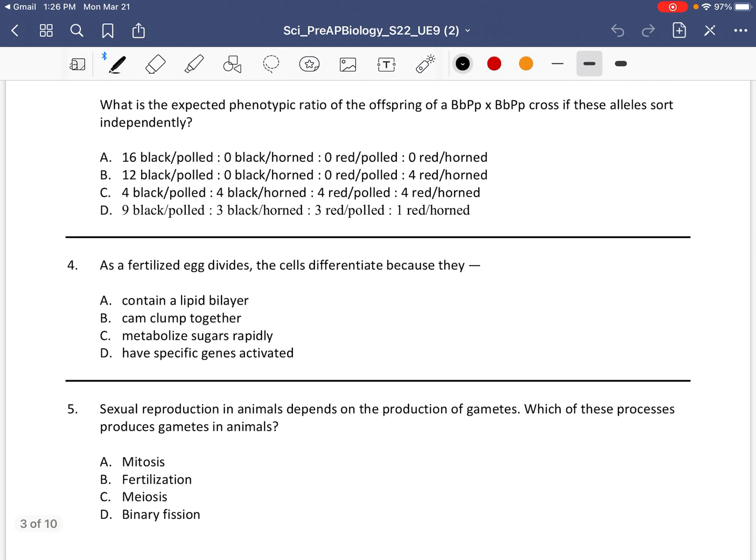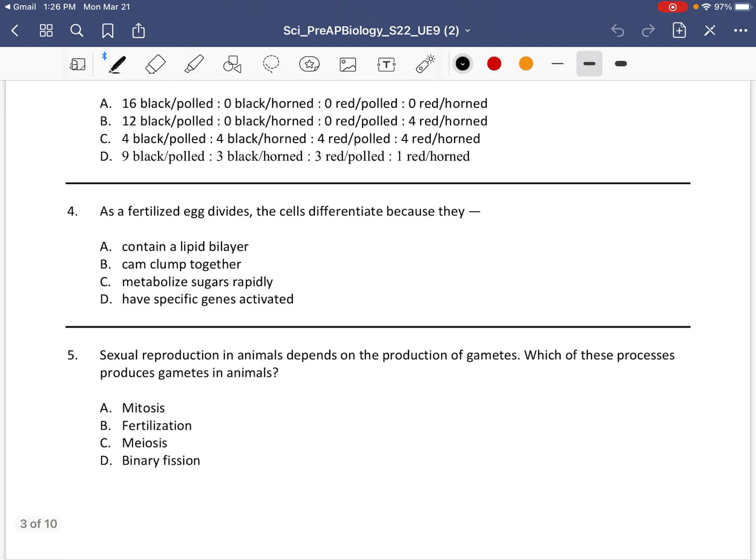Question 4. As a fertilized egg divides, the cells differentiate because they, A, contain a lipid bilayer, B, can clump together, C, metabolize sugars rapidly, D, have specific genes activated. Question 5. Sexual reproduction in animals depends on the production of gametes. Which of these processes produces gametes in animals? A, mitosis, B, fertilization, C, meiosis, D, binary fission.